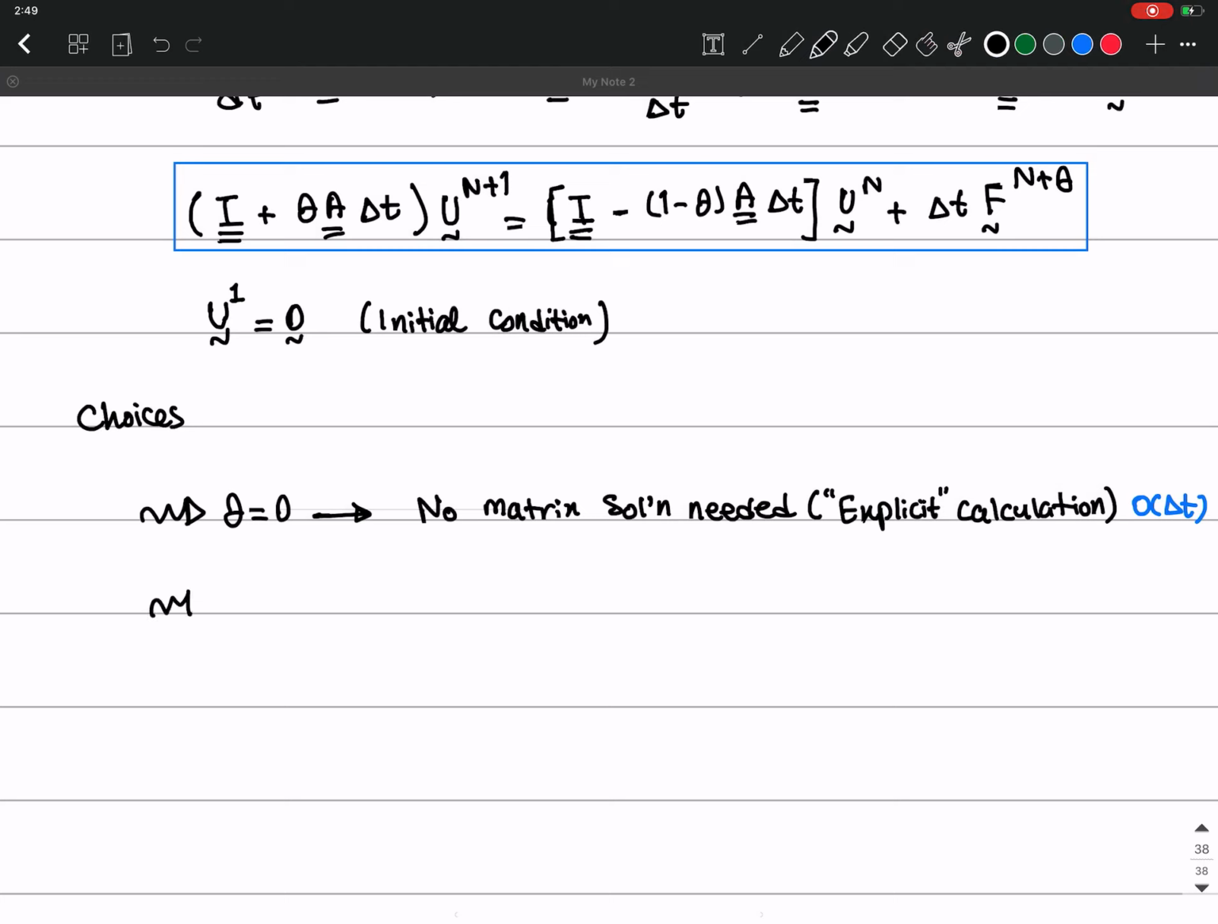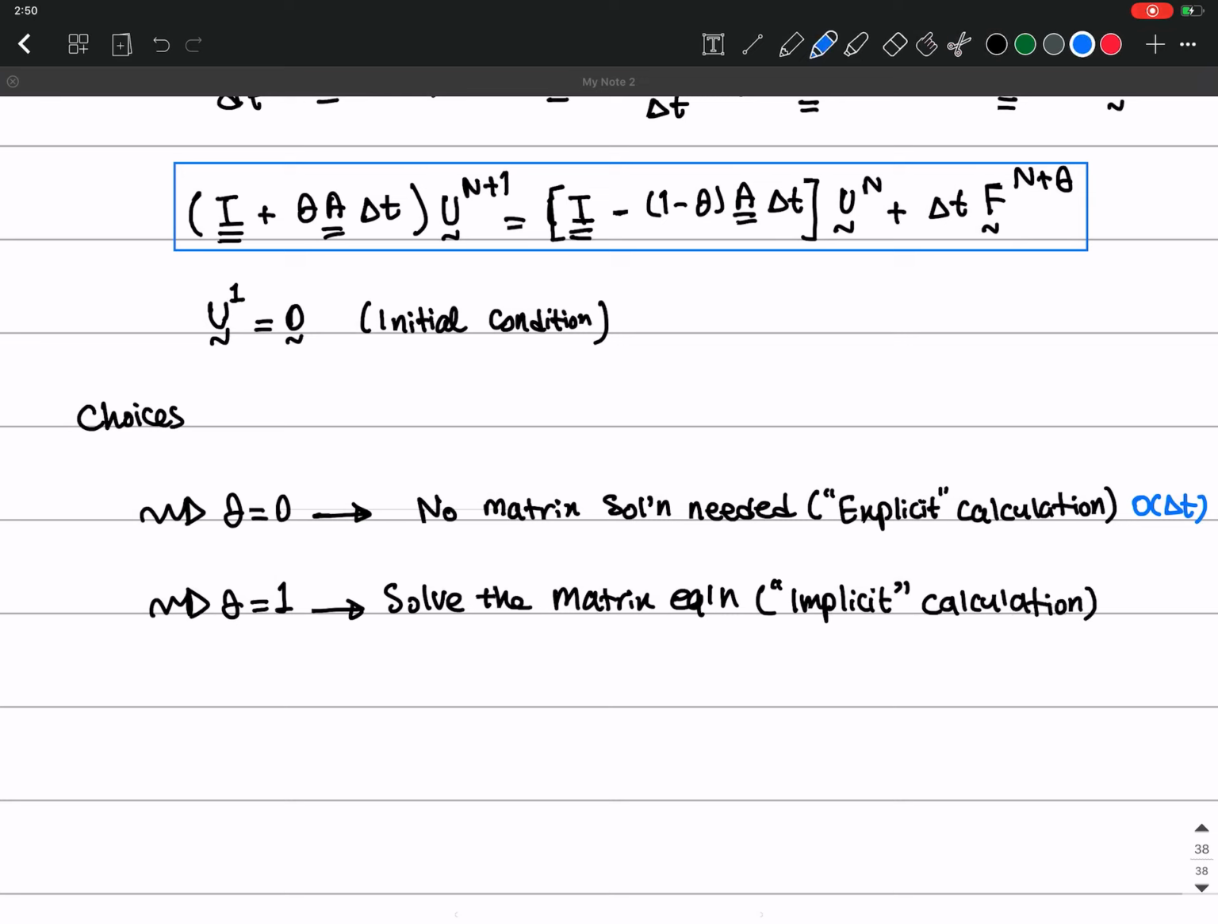The second choice that we have is theta is 1. Then we need to solve the matrix equation, and it is called implicit calculation, and it is again order delta t.